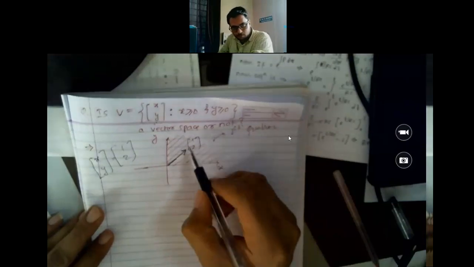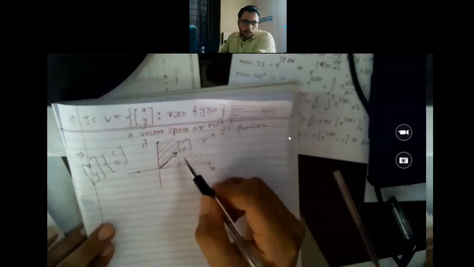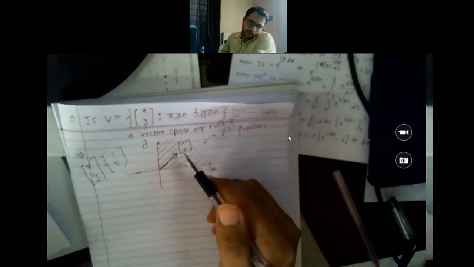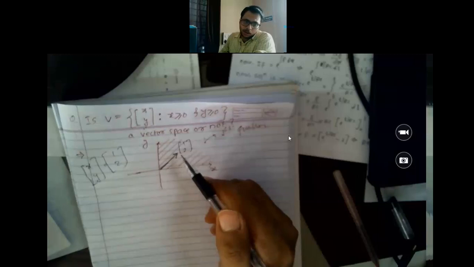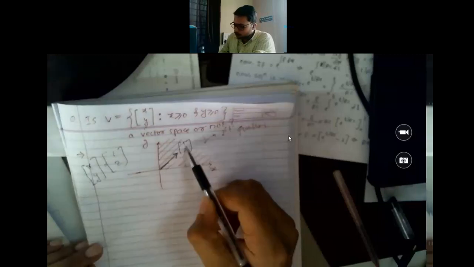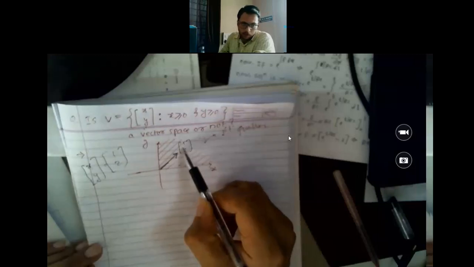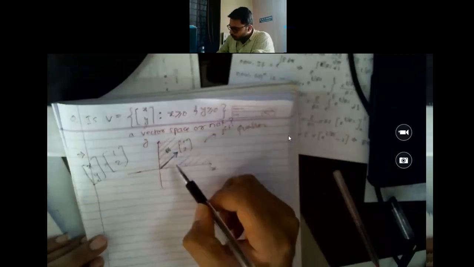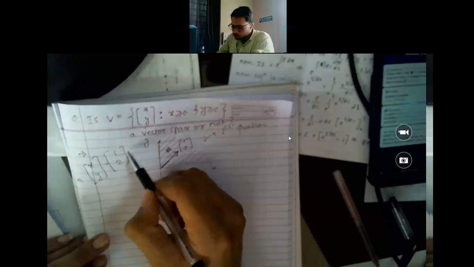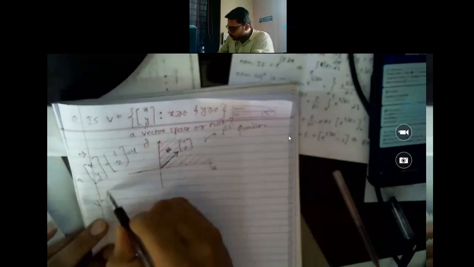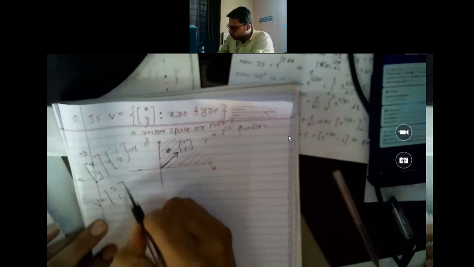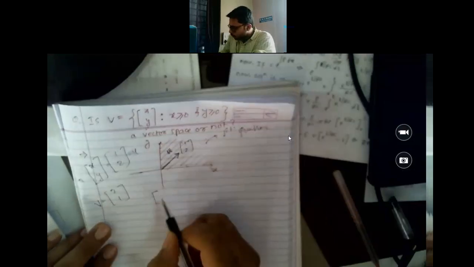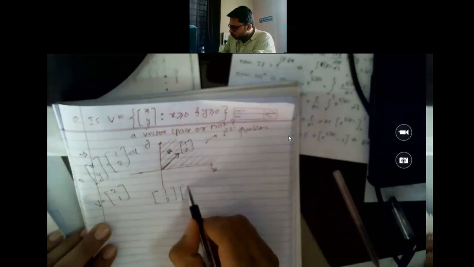Now we can add this vector with another. Are you getting this? This vector is in V. Please remember, let's say this is vector u, (1, 2), and let's say V is (2, 1). So I'm going to add (1, 2) with (2, 1).